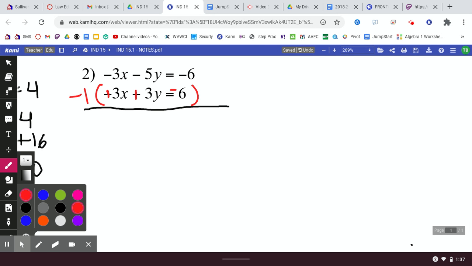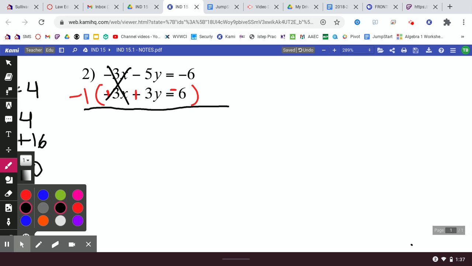And I haven't broken any rules because I did it to all 3, so I haven't changed the value of the equation. But now it's set up to where I have negative 3x and positive 3x, and so my x's do cancel each other out. So that's good. I wanted that. I wanted one of them to go away.